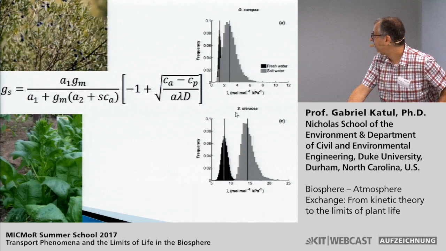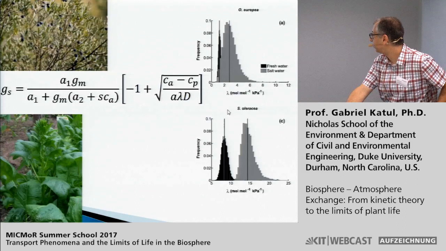And she also did quite a bit of calculation of how salt might impact the marginal water use efficiency, the Lagrange multiplier. And again, what she found is that for olives, there is a big separation. For spinach, there is not. And this is basically the expression that she has.